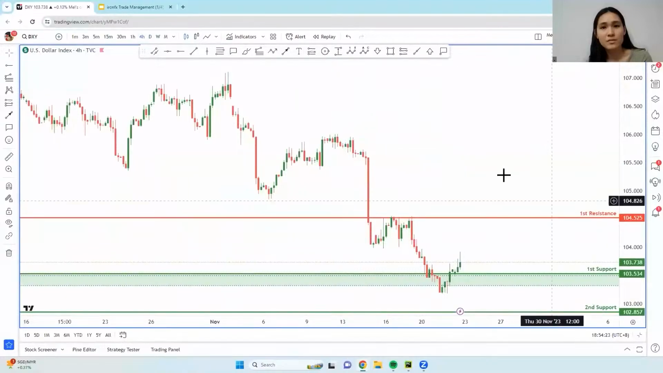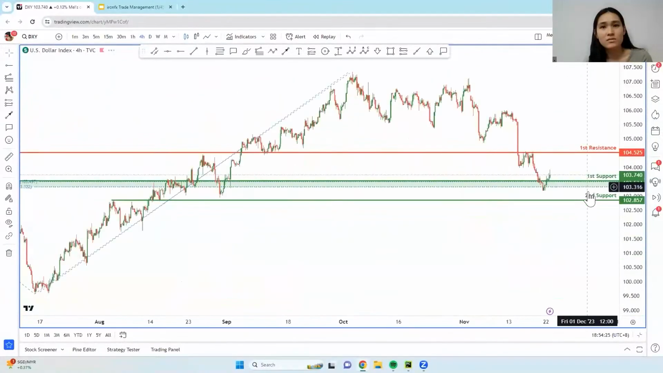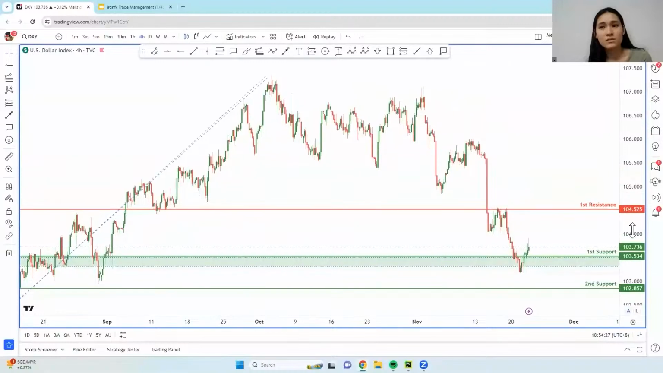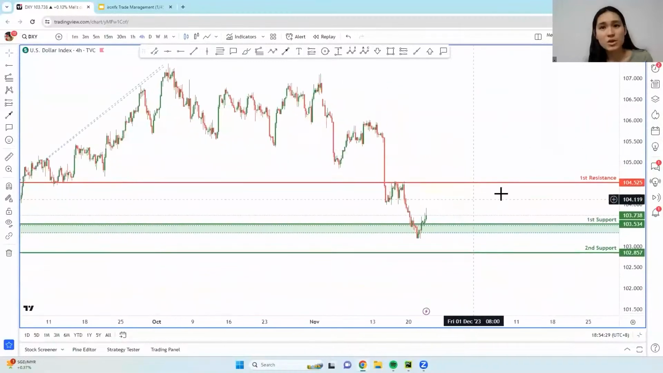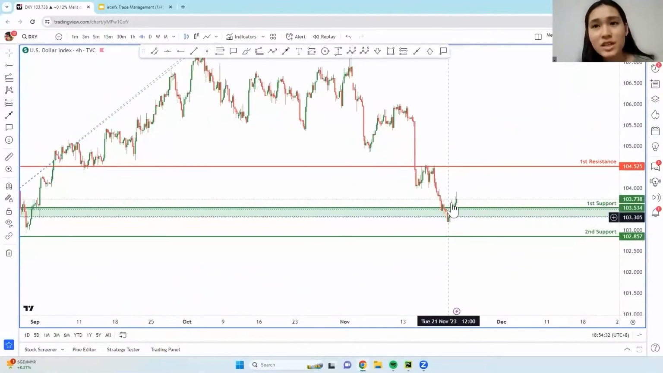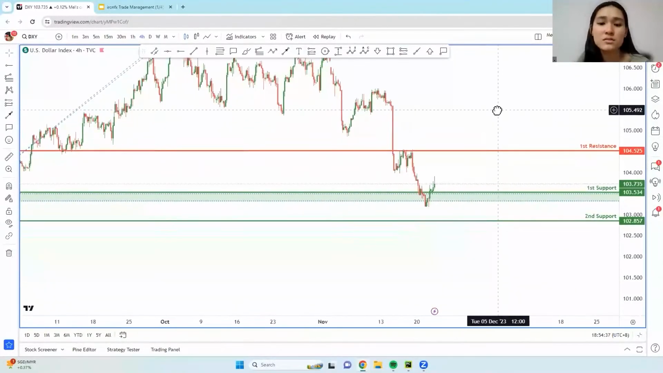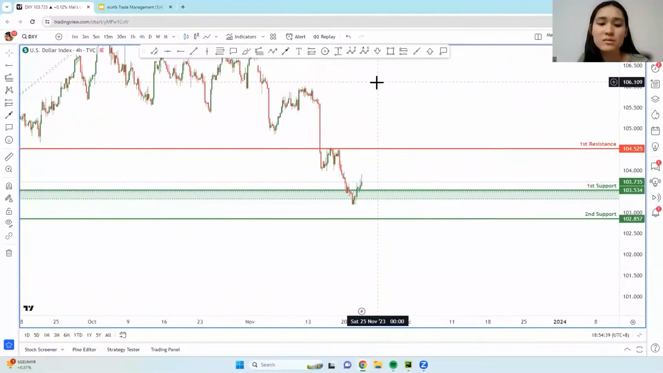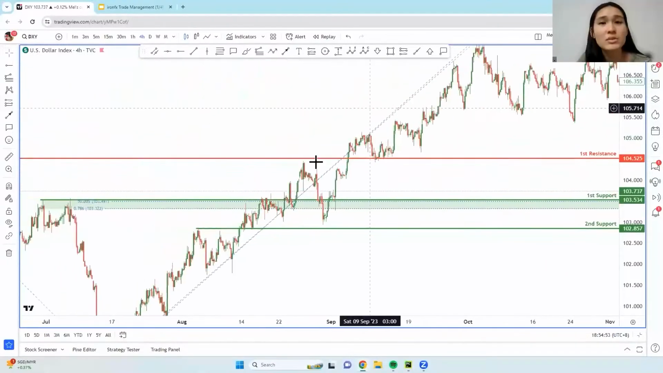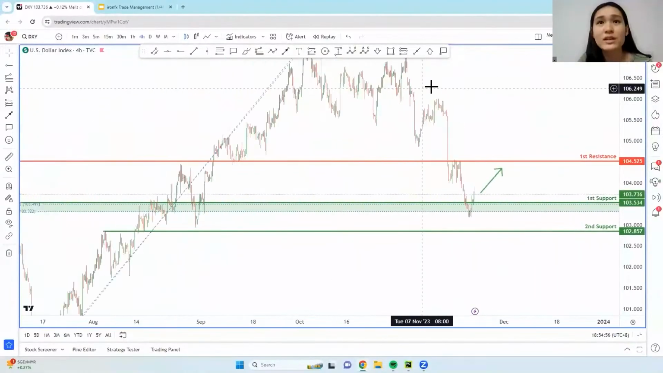Yeah, so on our 4-hour time frame, we definitely see prices kind of reacting off of our first support as well. So yeah, we can definitely still expect prices to continue to increase towards our first resistance. I think after our first resistance though, we'll probably see prices continue to drop after that.